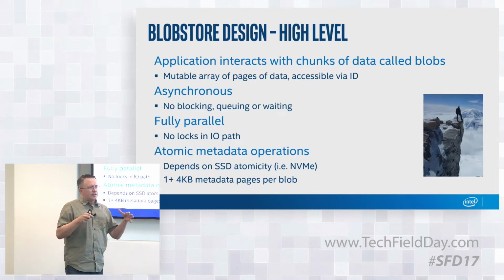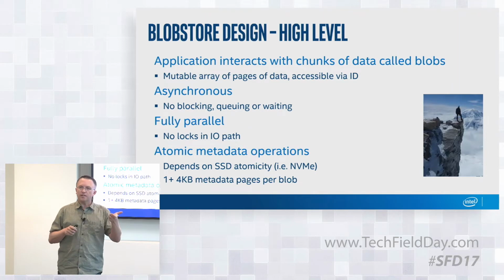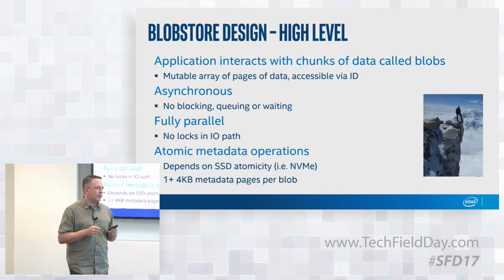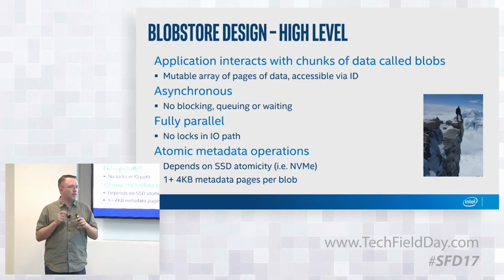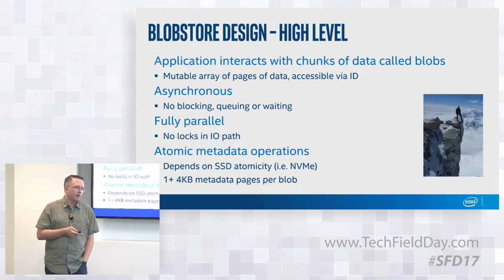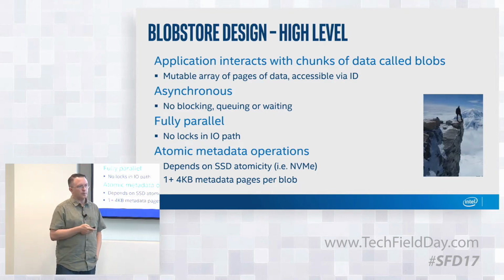And then one of the key things from a metadata perspective is we've designed this around the NVMe atomicity guarantee. So all writes are 4K atomic. That means that a blob is always going to consume at least one 4K metadata page. We do not have one metadata page shared across multiple blobs. This really allows us to take advantage of those atomicity guarantees and ensure that even in power fail situations we can recover all the data correctly.